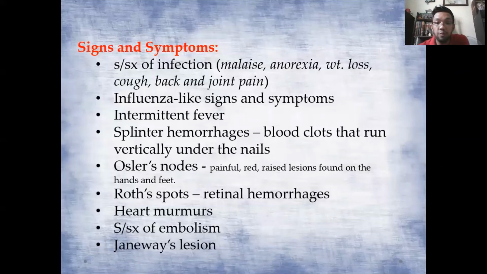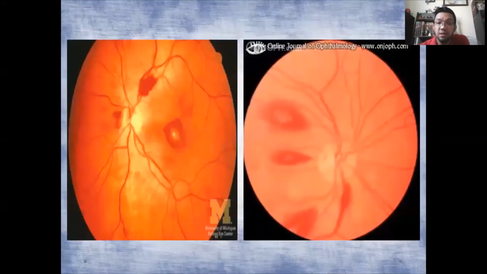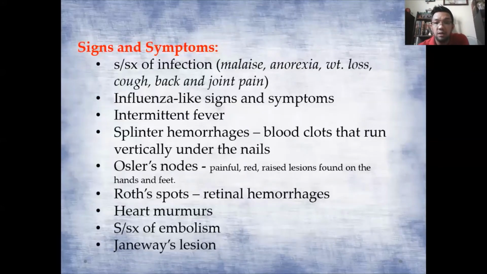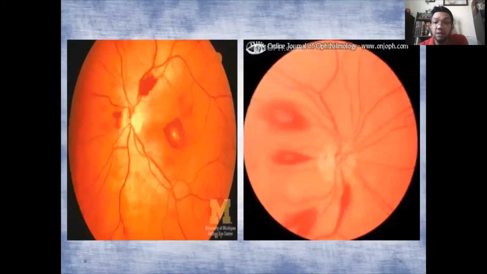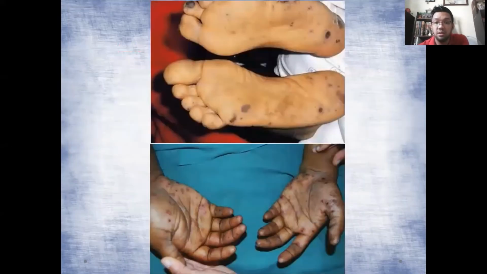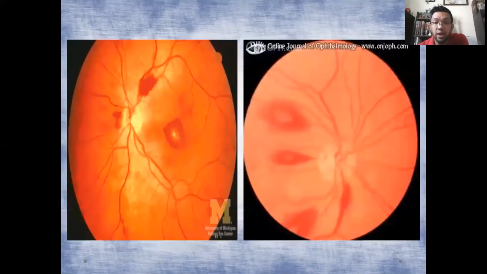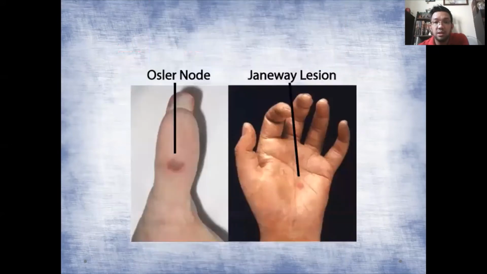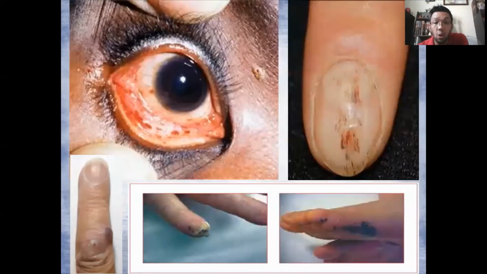So before we discuss the other signs and symptoms, this is an example of the Roth spots on the eyes of the patient. So even the eyes are damaged because of this infection. Here, the one that you can see on the nails of the patient are splinter hemorrhages. And these are the Janeway lesions, not like that of the Osler nodes.